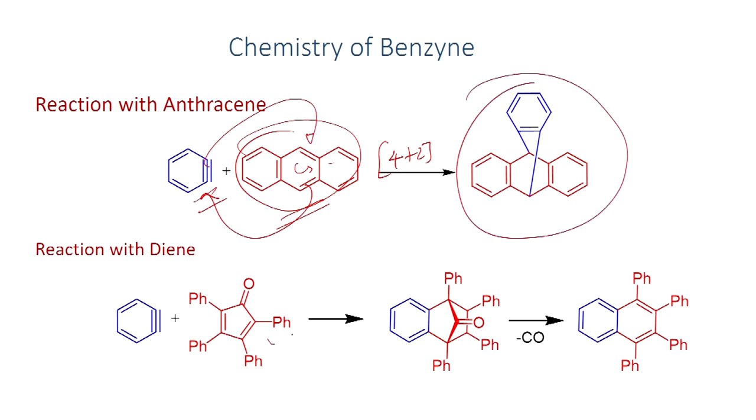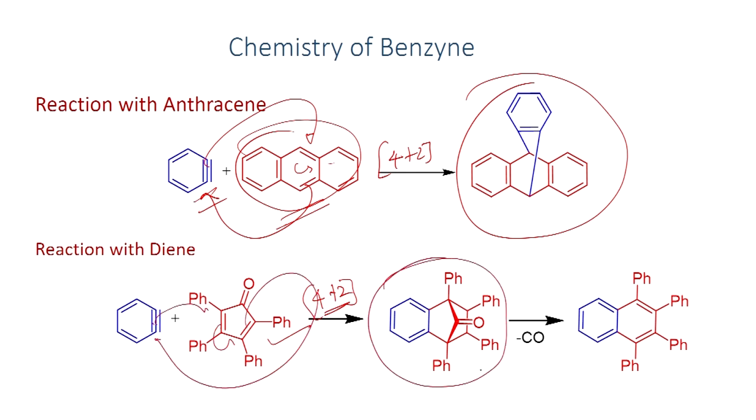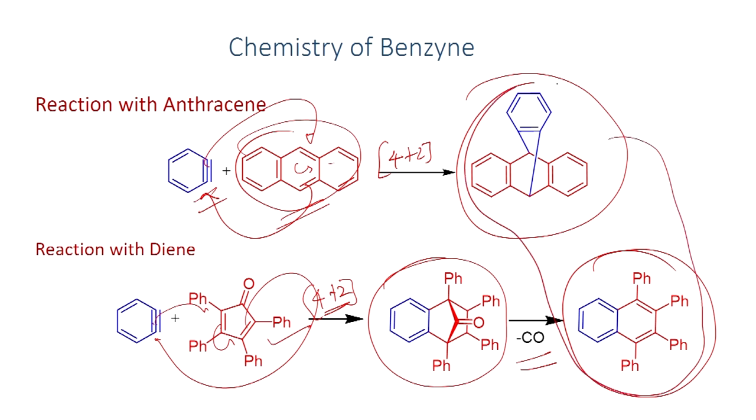And here is another example of a cycloaddition reaction. It can readily undergo a reaction here, and you will be able to get this tricyclic derivative, which can readily lose carbon monoxide. You can get this substituted naphthalene as a product. So far we have seen how you can use benzyne as an excellent dienophile. If you have a diene in the reaction medium, it can readily undergo the cycloaddition reaction, and you can get useful aromatic compounds.